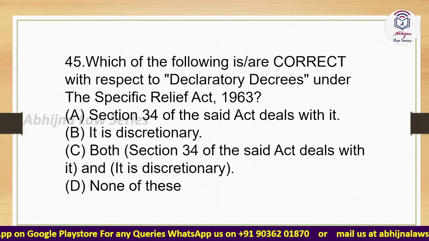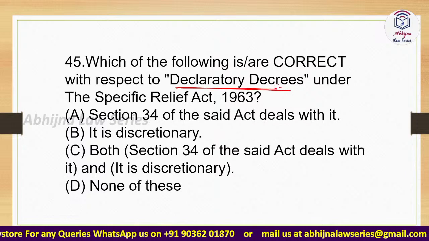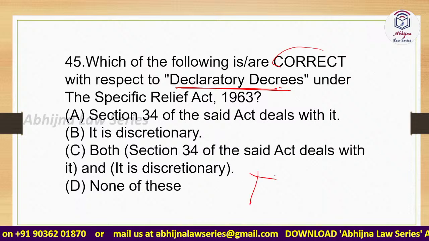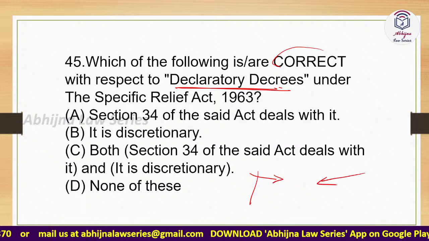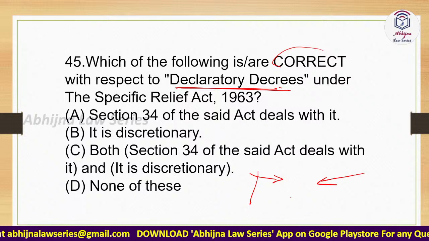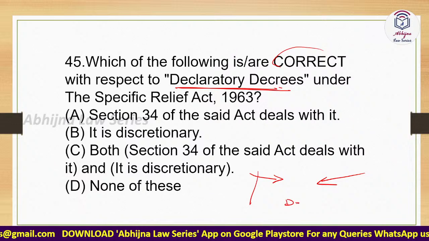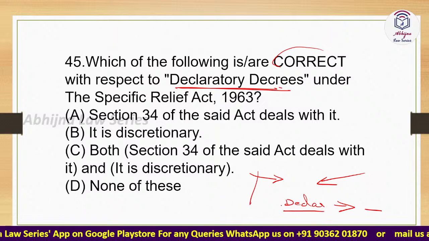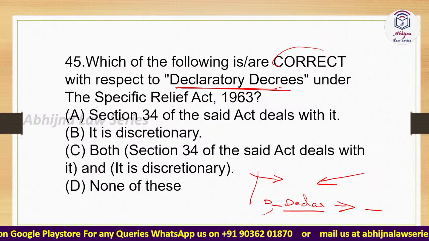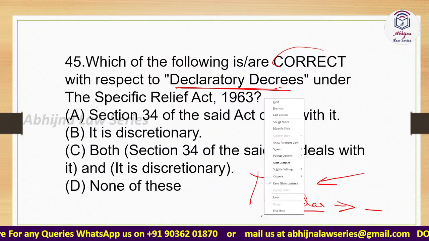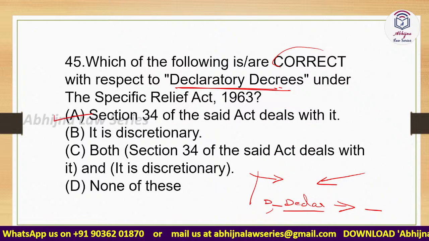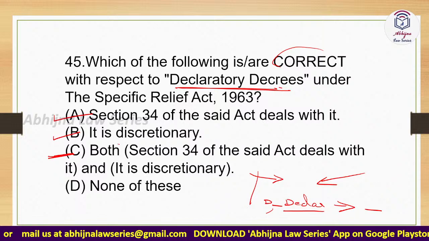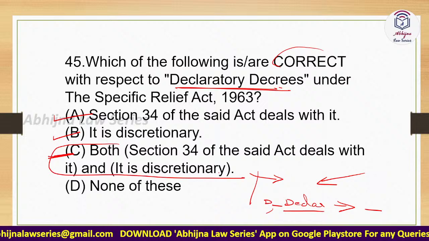Then which of the following with respect to declaratory decrees is correct? So declaratory decrees: suppose the legal right is there, someone is denying that legal right. To ensure that you have the legal right, you obtain a declaration from the court that you are entitled to such legal right. But the court may grant it discretionarily or mandatorily. Section 34 relates to that, and it is also discretionary. So both. So C is the answer here.